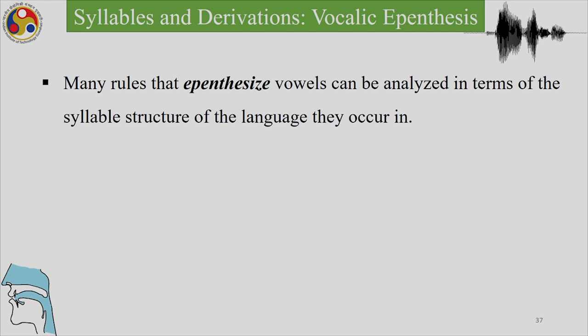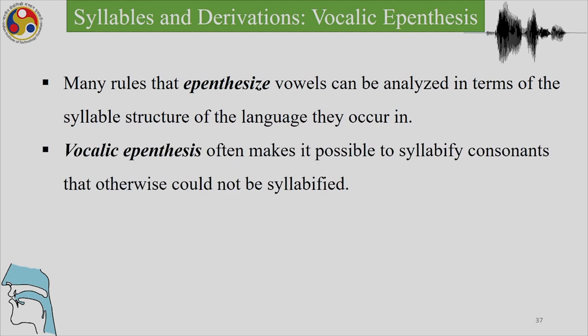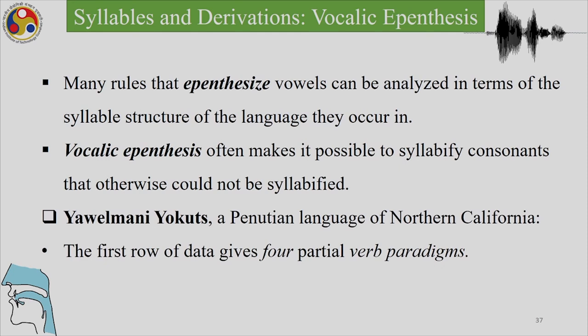Many rules emphasize vowels can be analyzed in terms of the syllable structure of the language they occur in. So vocalic epenthesis often makes it possible to syllabify consonants that otherwise could not be syllabified. So we have Yawelmeni Yokuts, a Penutian language of Northern California.